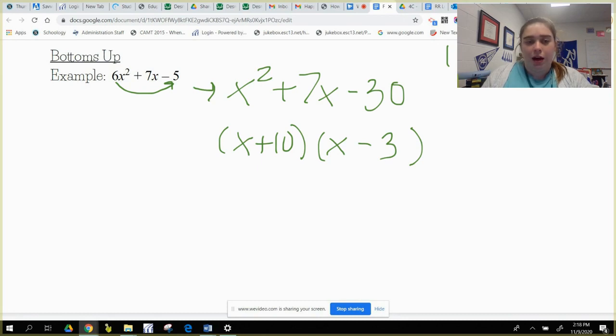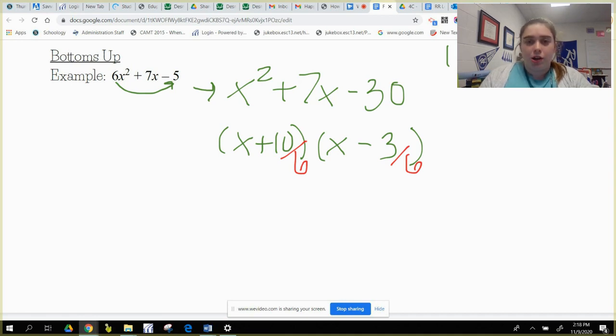Now we have to think about it: that wasn't our original trinomial, so what do we need to do next? Next, we're going to take that 6 that kind of disappeared in the beginning and divide it into the second terms in each of those binomials. So we're going to divide 6 into 10, and we're going to divide 6 into 3. You may notice that that becomes the fractions 10 over 6 and 3 over 6, so we can reduce those fractions. Let's go ahead and do that.